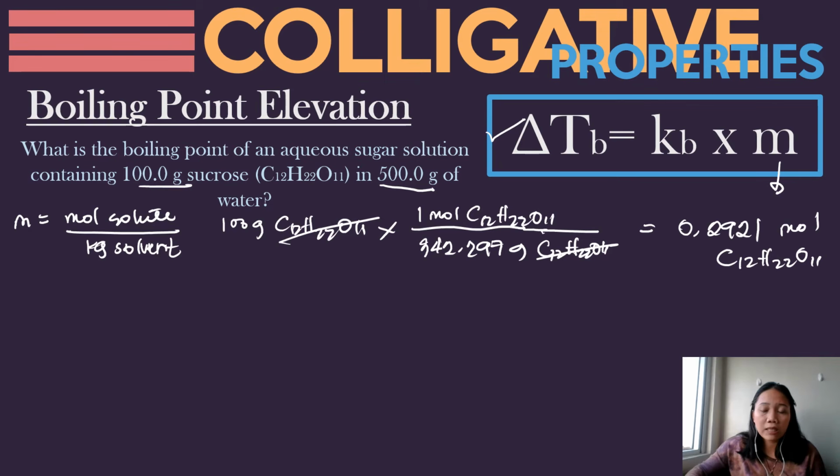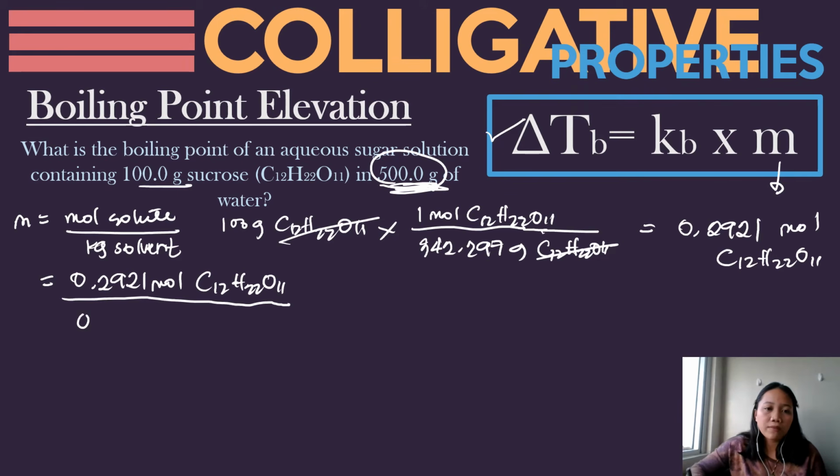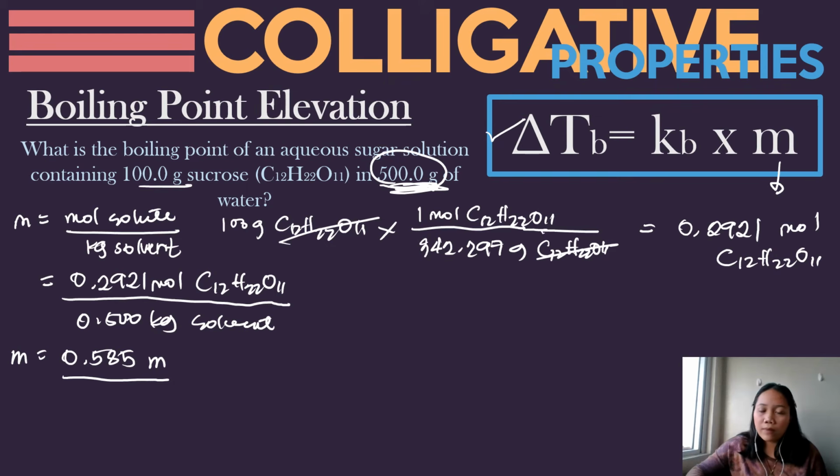But of course, that's not yet the final one because we still need a kilogram of your solvent, but you're only given 500 grams. So I hope you know how to convert that one already. So your mole of your solute is 0.2921 mole of your C12H22O11 divided by the kilogram of your solvent. So just change this one into kilogram. You have 0.500 kilogram of your solvent. Okay, then your molality now will be 0.585 small letter m.